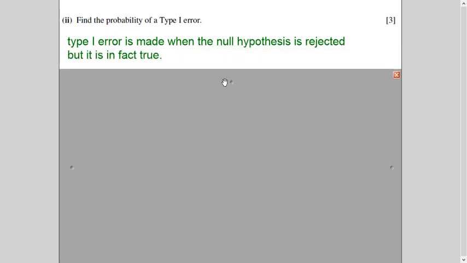The next part of the question is saying find the probability of a type 1 error. Now you need to recall what a type 1 error is, because only then you can find its probability. In this question, if you notice, there was no significance level. Basically your significance level is your type 1 error, because that is the probability at which you reject the null hypothesis, but in fact it is true. The type 1 error is made when the null hypothesis is rejected, but actually in fact it is true. So it is that percentage you calculate.